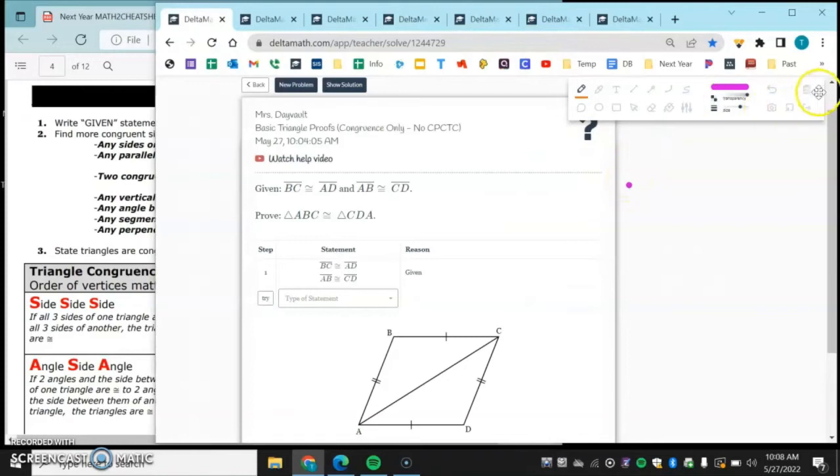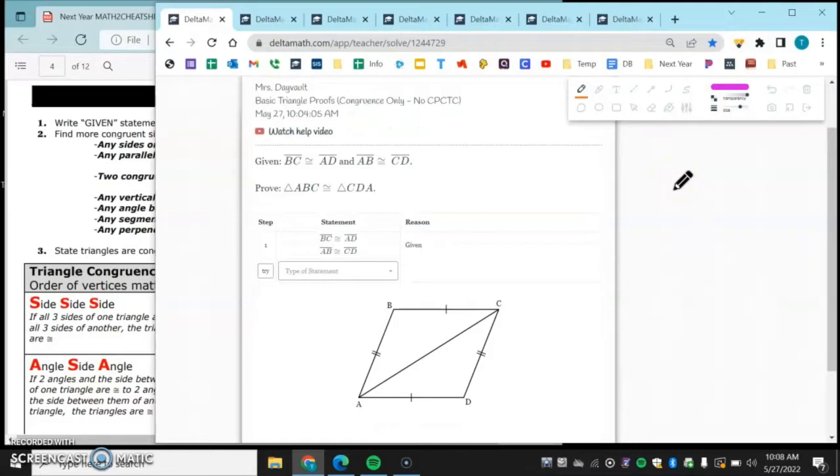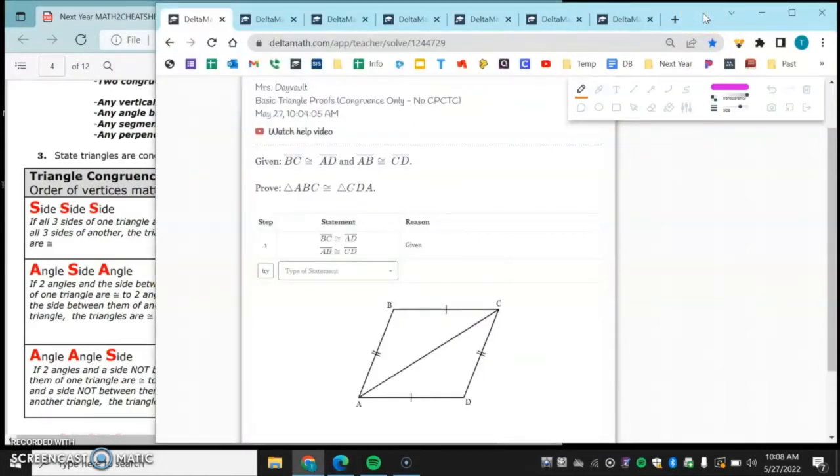All right, so let's do some examples together. It is going to be helpful if you have this web paint or something where you can write on your screen. I would highly recommend using that. All right, so this says given. It tells us some statements that are given, and then it tells us what we are trying to prove. To prove that 2 triangles are congruent, the reason is always going to be one of these 5 statements here. So at the end, it's going to be one of those 5.